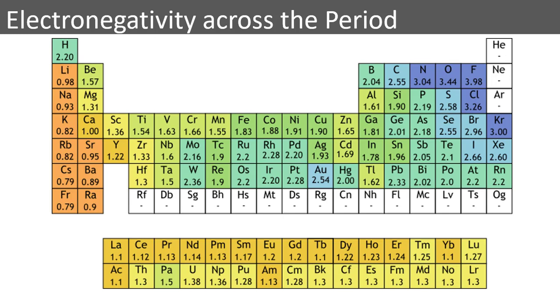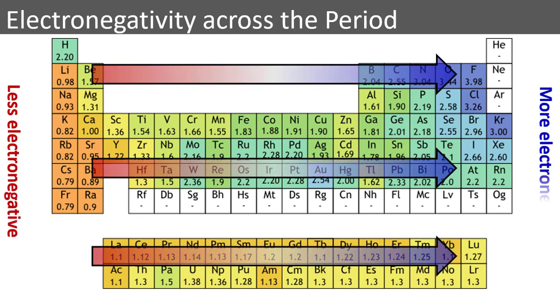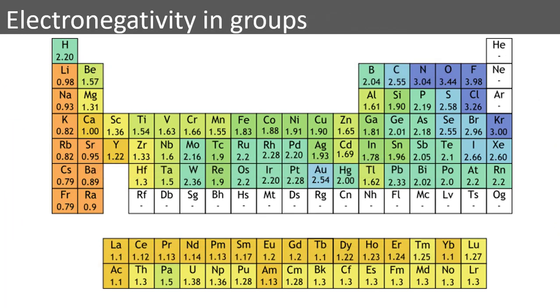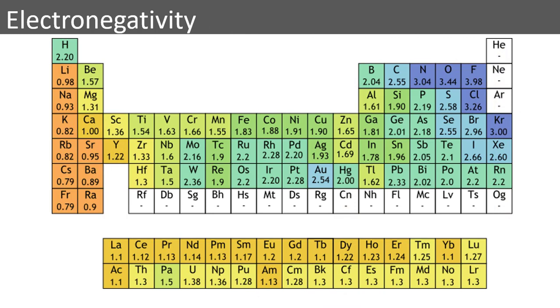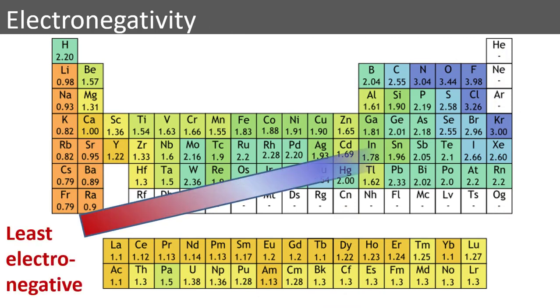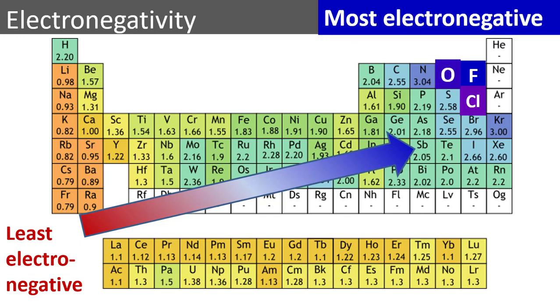Taking any period, the value increases, with the exception of the noble gas elements, from the left to the right across the period. Looking at the groups, the electronegativity decreases going down any group. What that means for the table as a whole is that the least electronegative element is cesium, and the most electronegative element is on the opposite side, and it's fluorine.